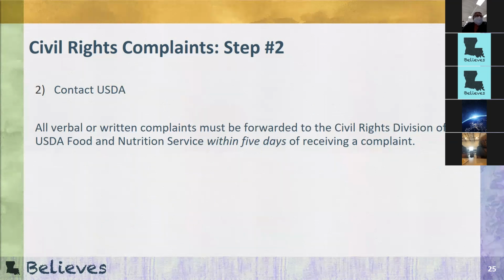The second step for civil rights complaints is to contact USDA. All verbal or written complaints must be forwarded to the Civil Rights Division of USDA Food and Nutrition Services within 3 days of receiving the complaint.